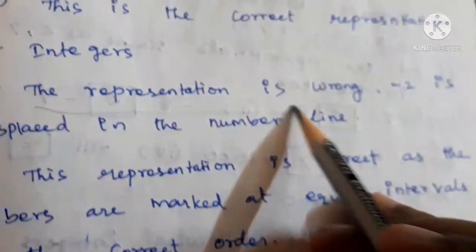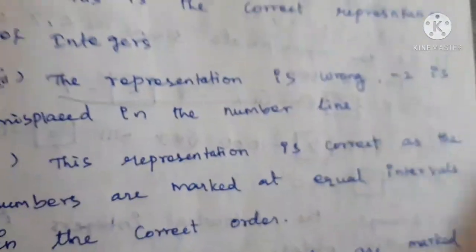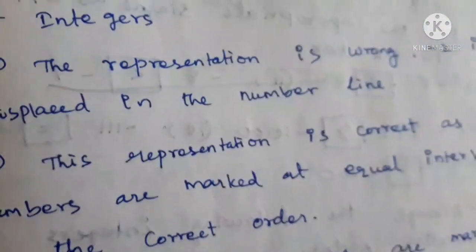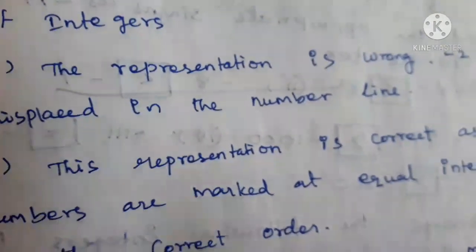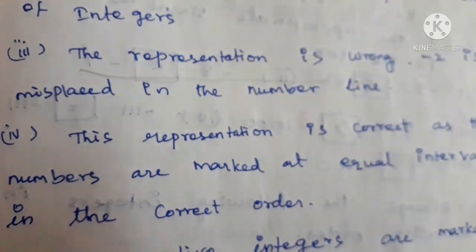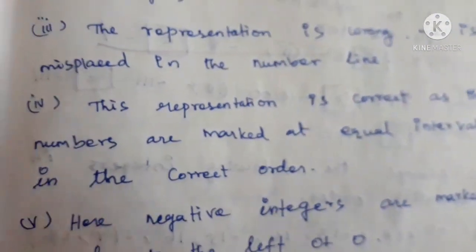The representation is wrong. Minus 2 is misplaced in the number line. Or we can say, because from minus 1 till 7 it is in correct order, minus 2 is displaced from its place. Displaced means it has been changed; the place has been changed.